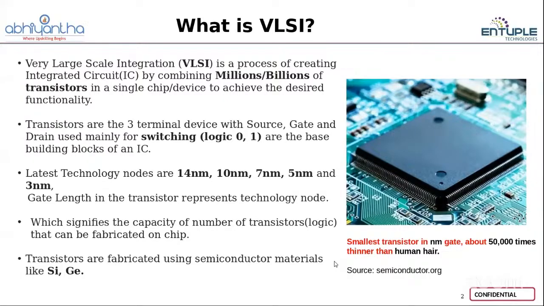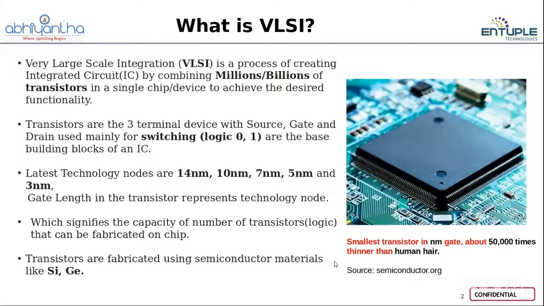The main important point in the VLSI industry is the technology, the nanometer technology. Day by day, nanometer technologies keep on shrinking. We started with 180 nanometer, which is three digits. Now we are using single-digit nanometer ICs. So how has the revolution changed the technologies?